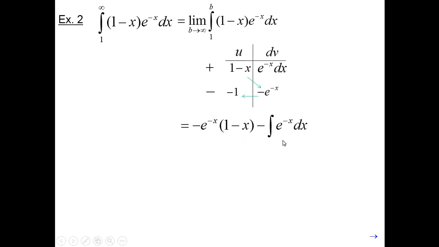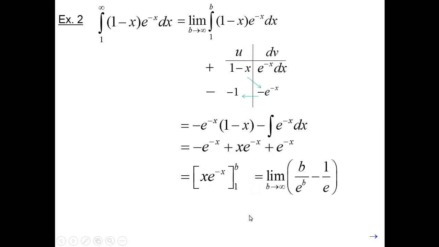There's your uv minus the integral of v du. And then that can just be integrated. So when we clean it up, notice those first and last terms cancel, and we're down to this. Now remember your fundamental theorem. We're integrating this from 1 to b. So if we apply the fundamental theorem, this turns into b over e to the b minus 1 over e.